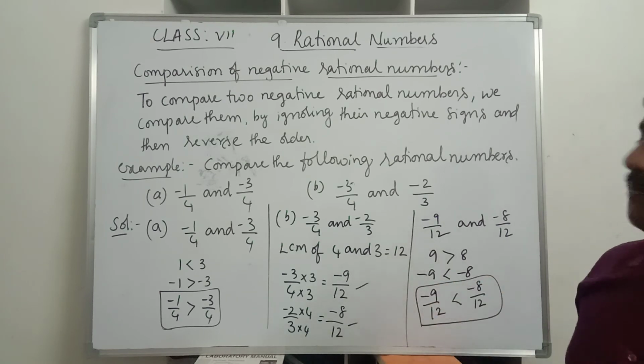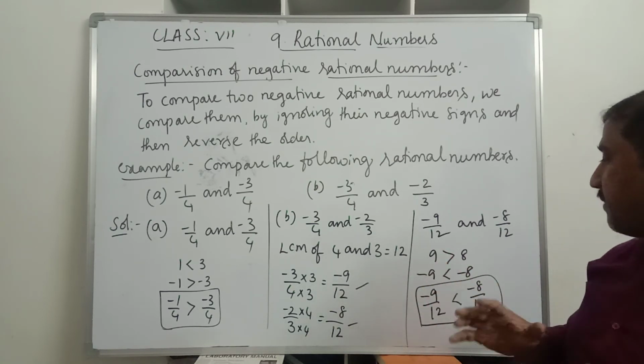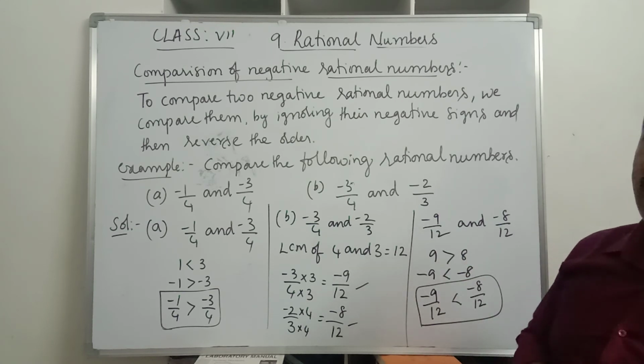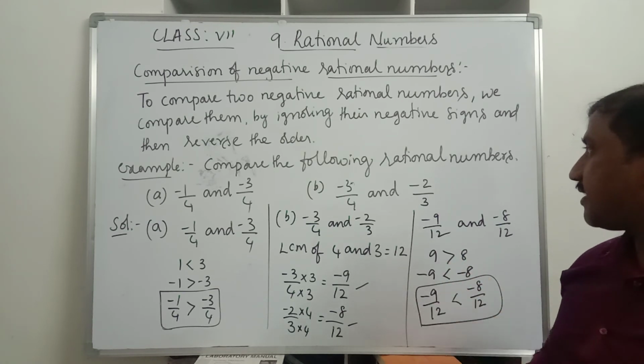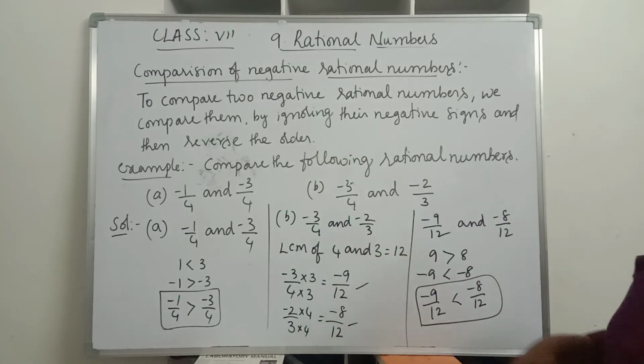Like this, we will compare two negative rational numbers. If the denominators are different, find their LCM. Then you compare the numerators by ignoring the sign. Then write the rational number which is smaller and which is greater. Like this, we will compare the negative rational numbers. Is it clear, children?